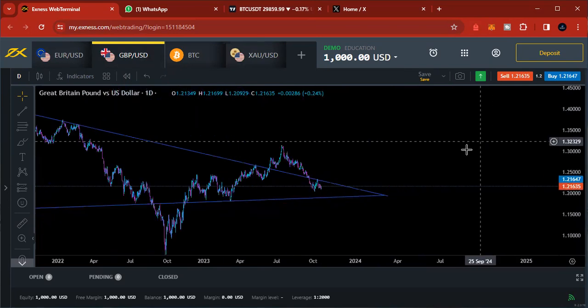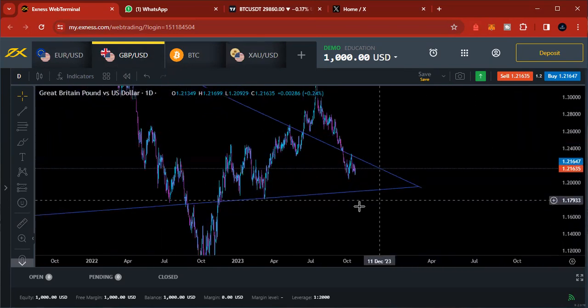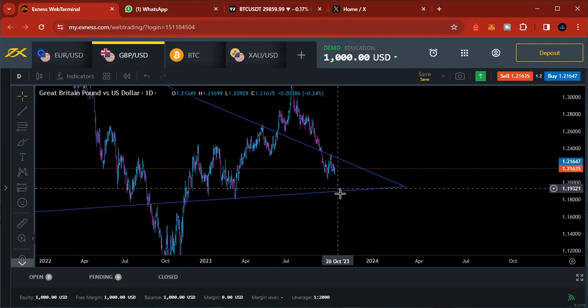So there is a possibility or probability that this price will come to retest this very line here. Nothing is guaranteed, of course. There's actually a 50% chance that it comes to retest here.